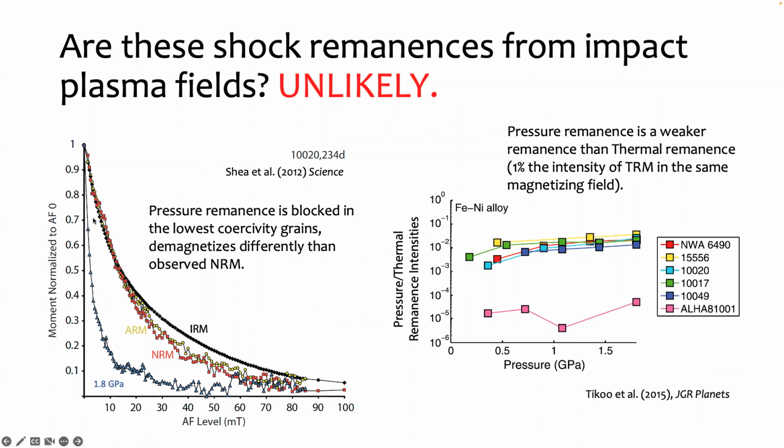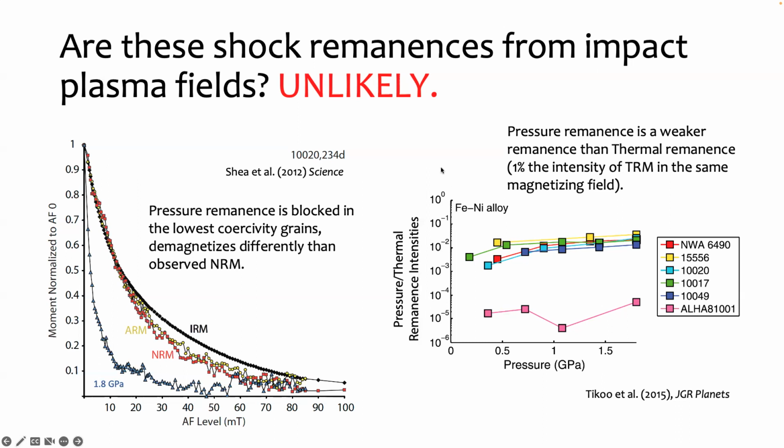And what we have always found is that if you look at the normalized moment remaining in a sample compared to the alternating field step that we use to demagnetize the sample, the shock remnant magnetization, here applied at 1.8 gigapascals, was always much weaker and was always removed much more easily than the natural remnant magnetization in the Mare basalts. So we've done this in all of our previous studies, basically, and shown that the natural remanence does not resemble a shock remanence in character.